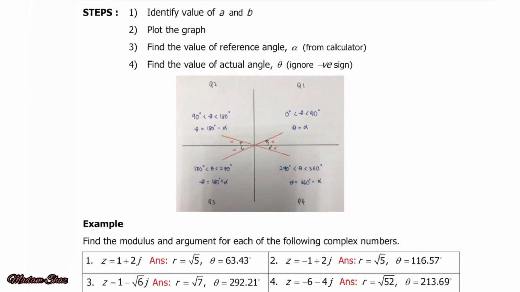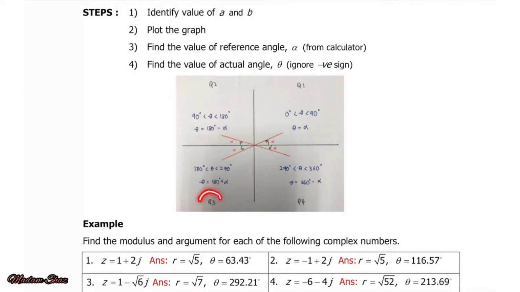If you notice here, I write here theta is equal to alpha, whereby alpha is for the reference angle that we get from the calculator. For quadrant 2, theta is equal to 180 minus alpha, whereby 180, this is 180. So this is our alpha, answer from the calculator. The real theta is from the positive x-axis until the complex number. So that's why we do 180 minus alpha.